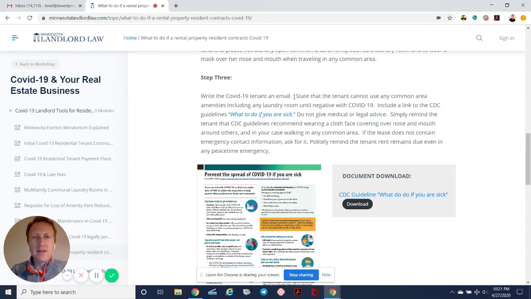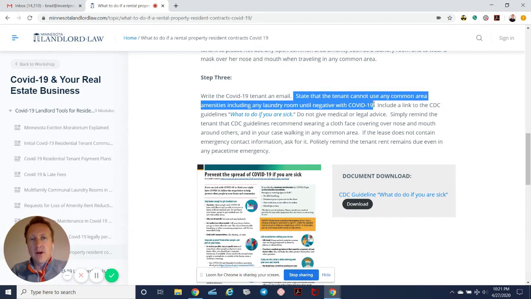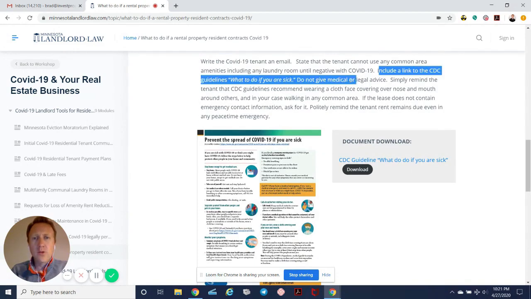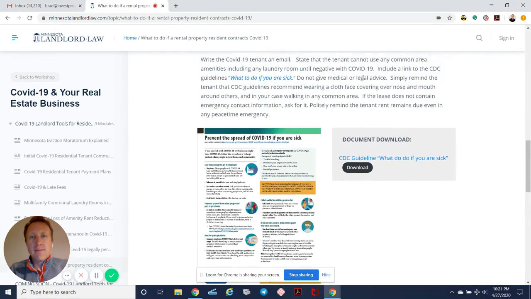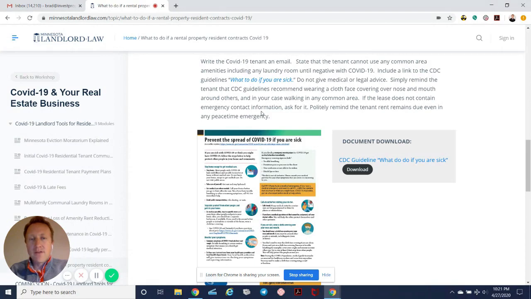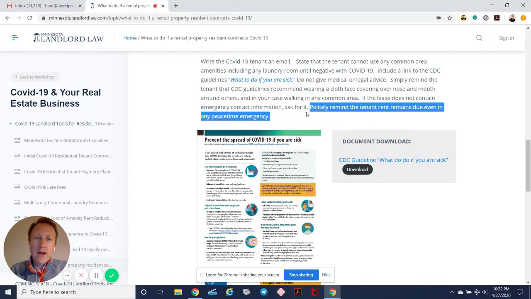And in this email to the tenant only who notified you, you want to confirm what we just talked about in step 2, which is don't use common area amenities such as a laundry room until you're negative for COVID-19. And you want to include a link to the CDC guidelines, what to do if you're sick, which is actually attached here for an easy download. Lastly, if the lease does not contain the emergency contact information, ask for it again in the email. And the only time you want to talk about rent is to politely remind the tenant via email that rent is due, even in the governor's peacetime emergency.